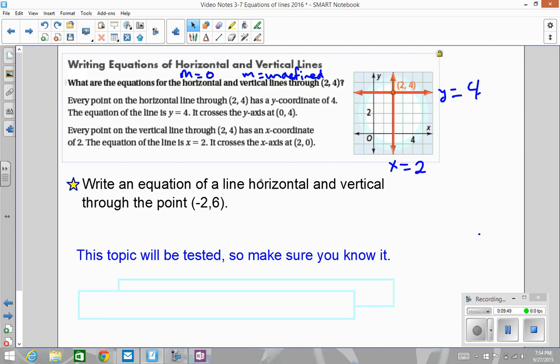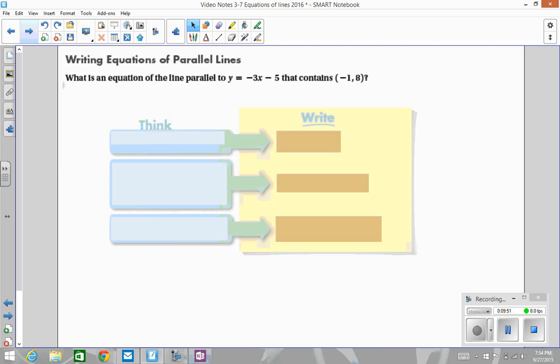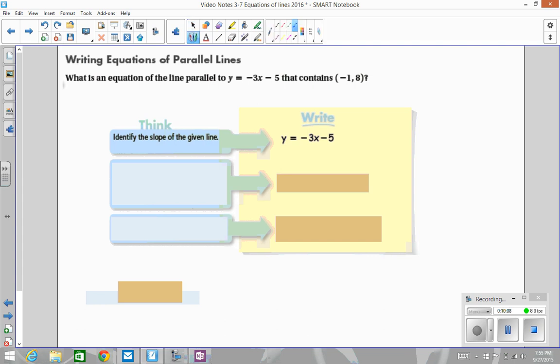Okay, so writing equations of parallel lines. What is an equation of a line parallel to y is equal to negative 3x minus 5 and contains the point (-1, 8)? First things first, we need to identify the slope of the line. The slope of the original line is that right there, so the slope is negative 3.